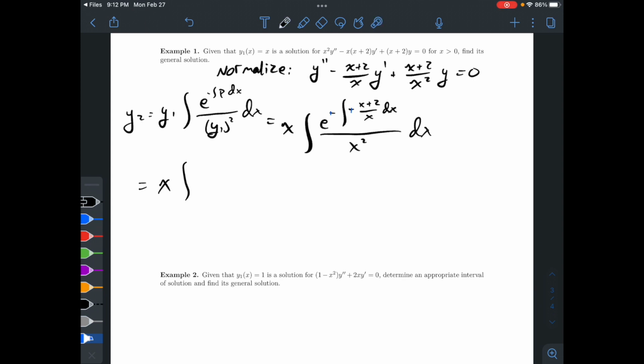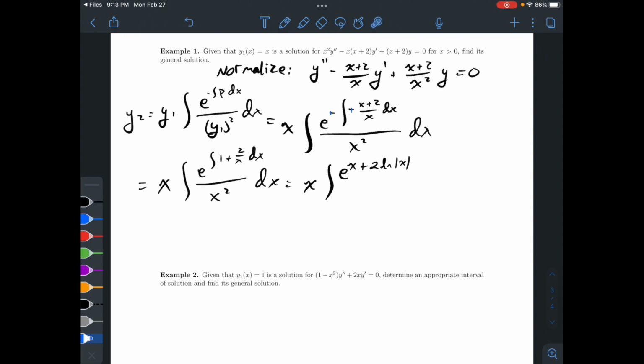Integrate first. Okay. So we get e to the integral of x plus 2 over x, which we can write as x over x, which is 1, plus 2 over x dx. This is all over x squared. So we get x times the integral of e to the, and now what is this integral? Integral of 1 is just x. What's the integral of 2 over x? That is 2 ln of absolute value of x.